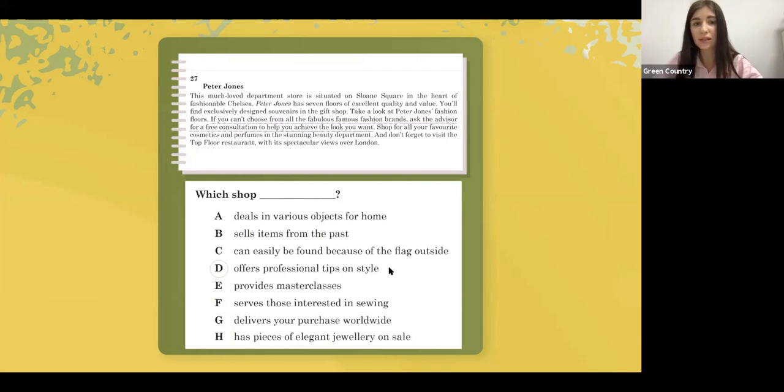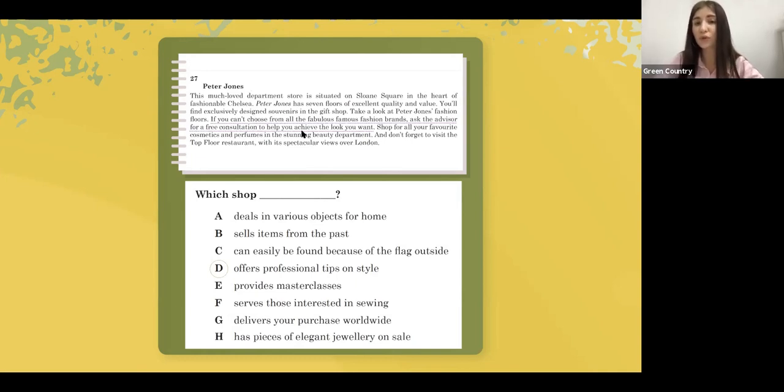So style is basically a synonym of the word fashion, and also brands are connected to clothes. Also the word tip is kind of advice, a synonym of the word advice. In the text, we have advisor, the person who can help you. And consultation is kind of a discussion where you discuss what is better, what is worse, what fits you, what doesn't fit you, and so on.